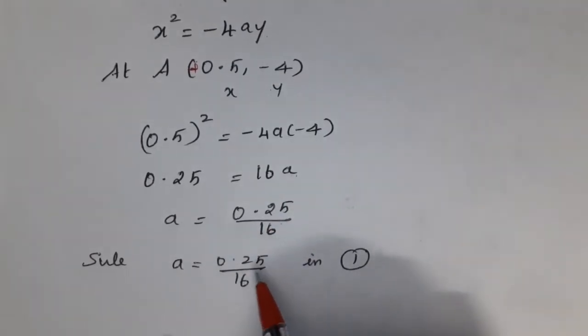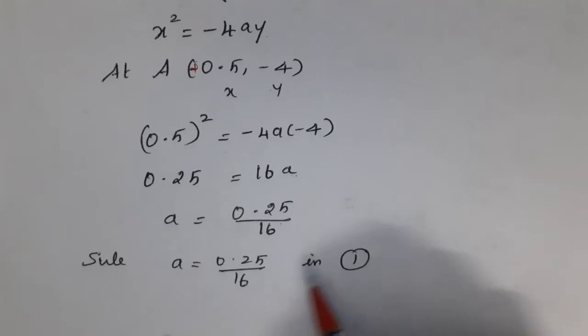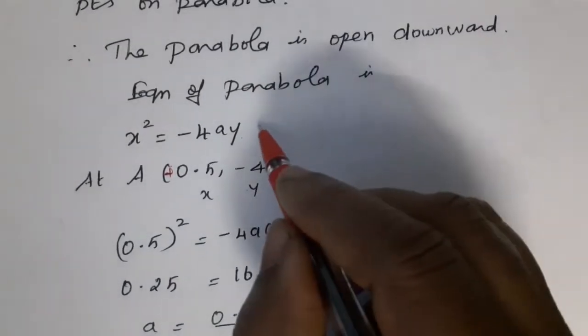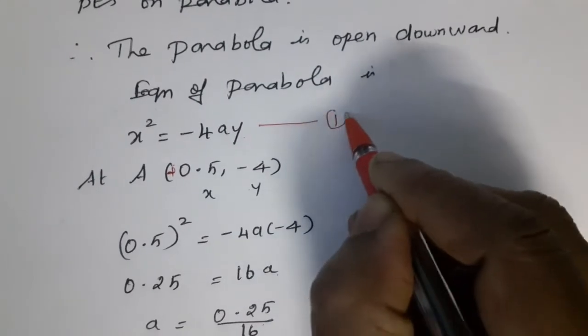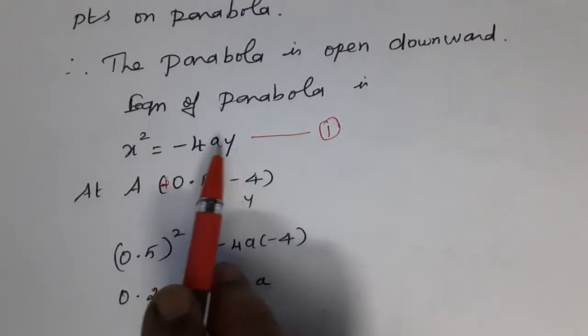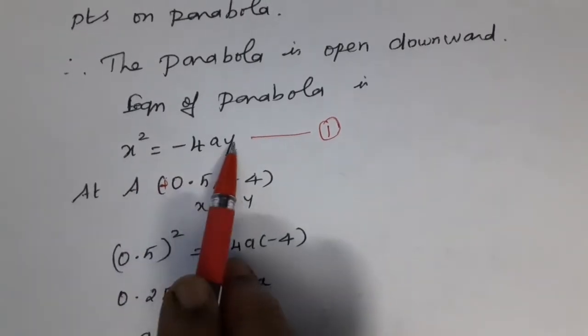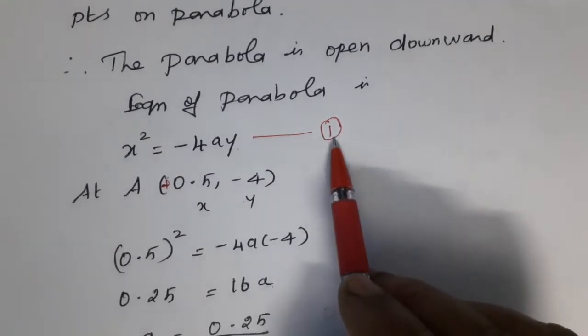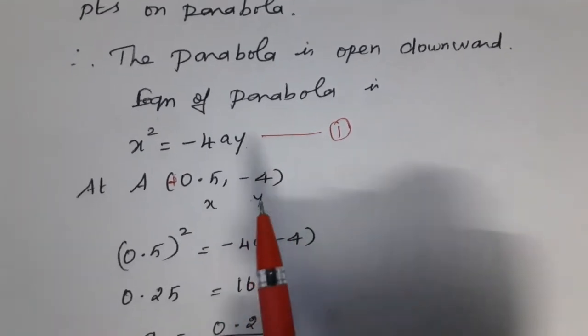Substitute a equal to 0.25 divided by 16 in equation 1. What is equation 1? Keep it as equation 1: x square equal to minus 4ay. You substitute the values of x and y, and we get the a value. After finding the a value, we substitute that value again in the first equation. First always find the a value.